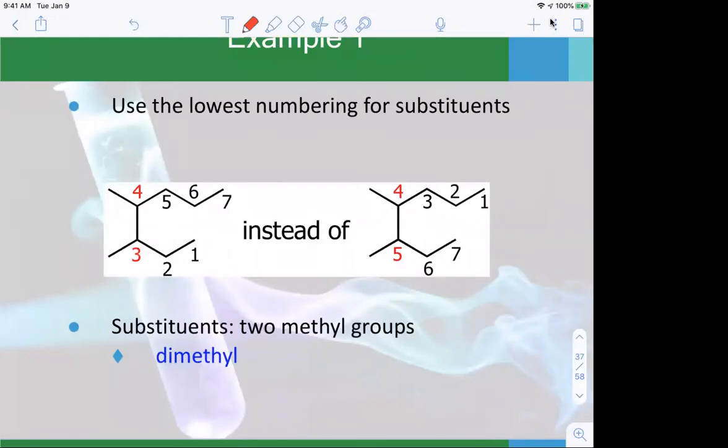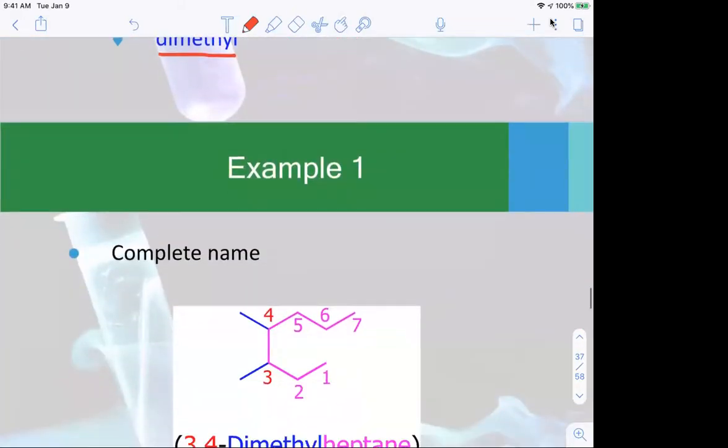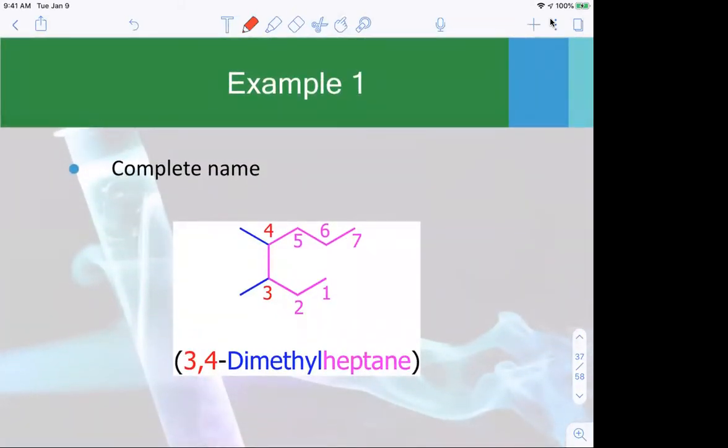Now, what are my substituents? I'm going to have a 1 carbon branch here and a 1 carbon branch there. So I have 2 methyl groups. So that's going to be dimethyl. I still have to put the locations of those 2 groups though. So for my complete name, I have 3,4-dimethylheptane. I don't need those parentheses. I don't know why they're there. This is the name as I would put on my paper.